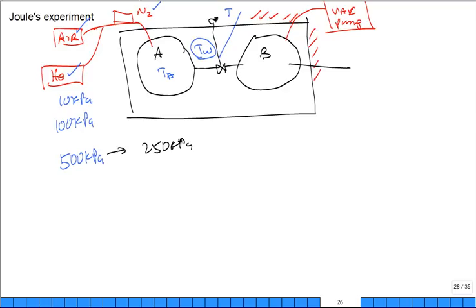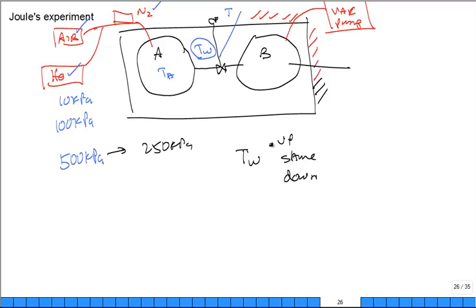But he looked carefully at the temperature of the water. It's well insulated. And guess what the temperature of the water did? Do you think the temperature of the water increased or stayed the same or went down? Did it go up? Did it go down? Or did the temperature of the water stay the same?